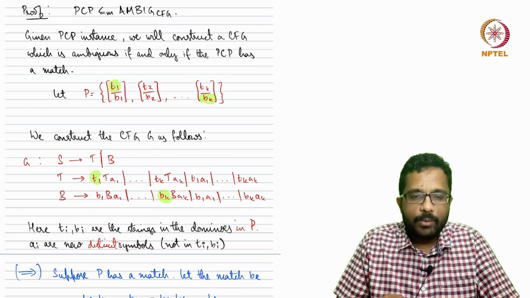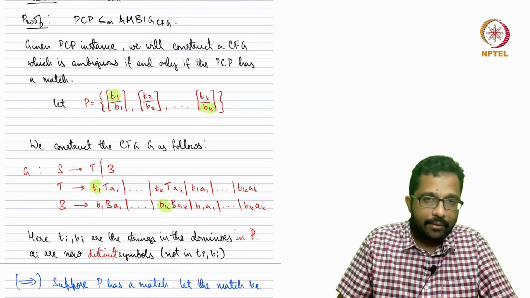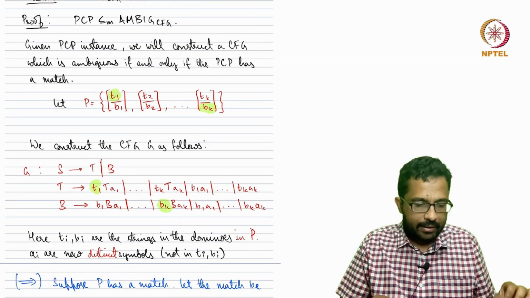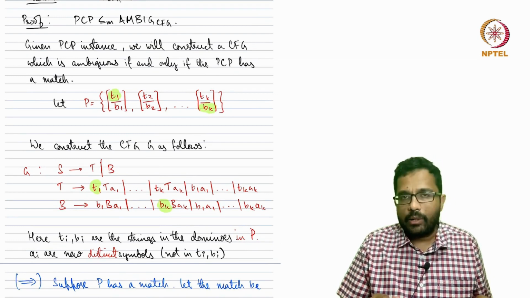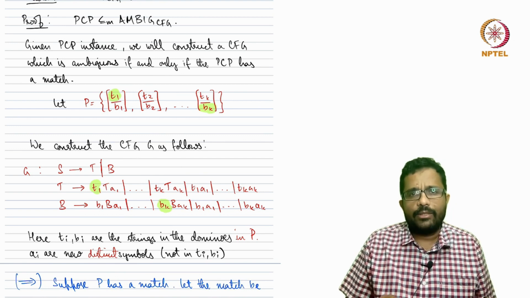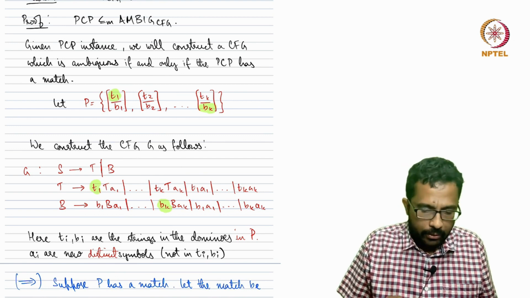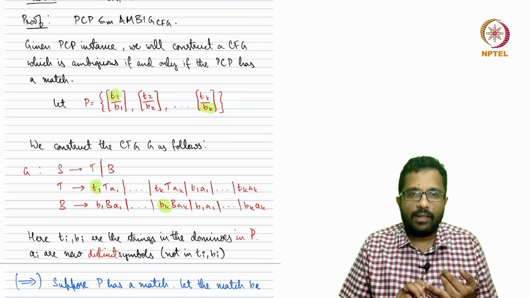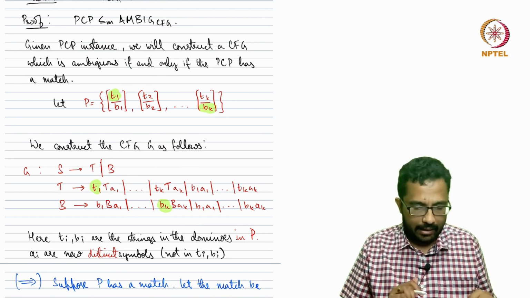Now all that remains to be shown is the correctness of this reduction. We have told how, given a PCP instance, to construct the grammar, which is very easy. What remains to be shown is that the PCP instance has a match if and only if the grammar is ambiguous. So now let's see that.